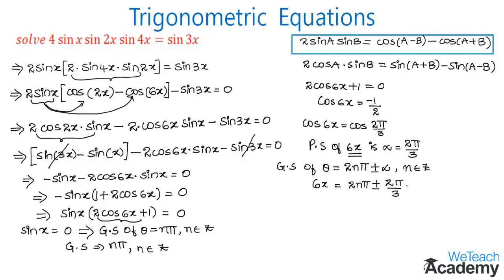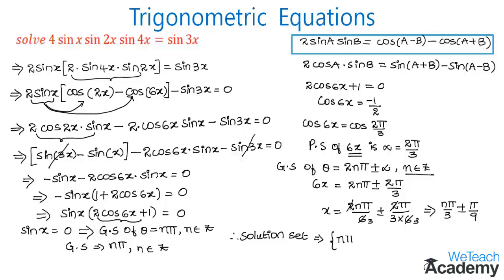And now by transferring 6 to the right hand side, we get x equal to 2n pi divided by 6 plus or minus 2 pi by 3 into 6. And now let us simplify. So here 2 1 time is 2 and 2 3 times is 6. And similarly here also 2 and 6 get cancelled 3 times. So that implies we get here n pi divided by 3 plus or minus pi by 3 into 3, which is 9. So this is the solution where n belongs to integers. So at last we can say that the solution set for the angle x will be equal to n pi union n pi by 3 plus or minus pi by 9, where n belongs to integers.